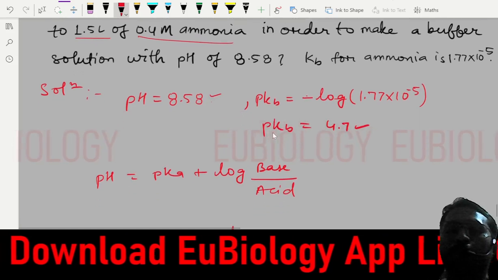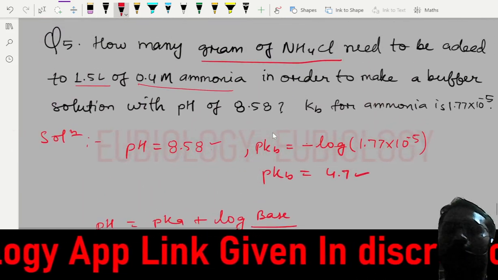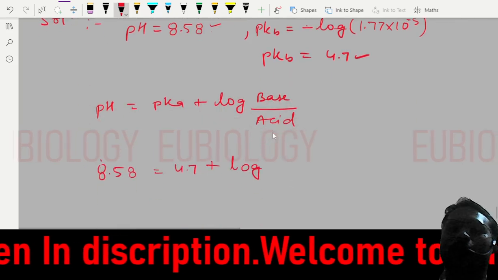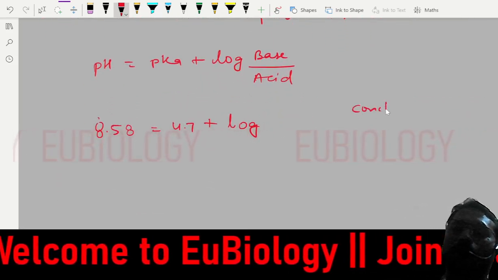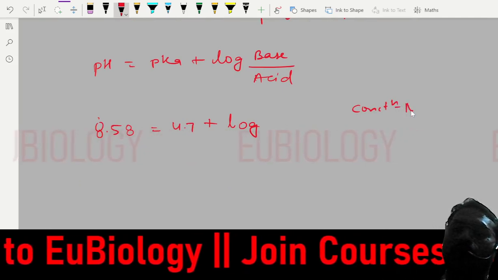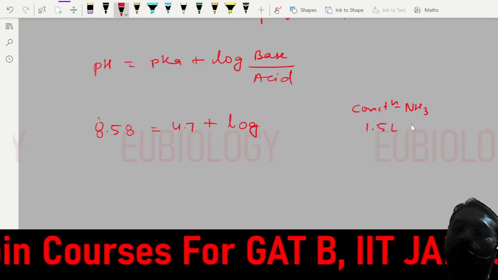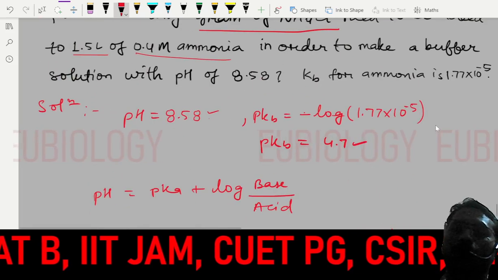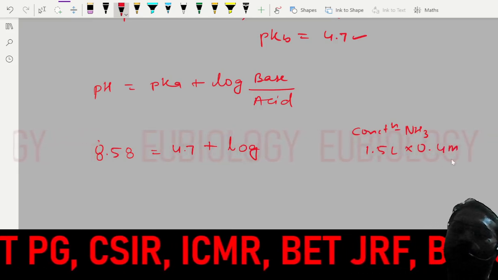So what is the base? Ammonia will be the base. Now what is the concentration of the ammonia? So the concentration of the ammonia, NH3, will be equal to 1.5 liter into 0.4 molar, I think it is 0.4 molar. So how much will it be?